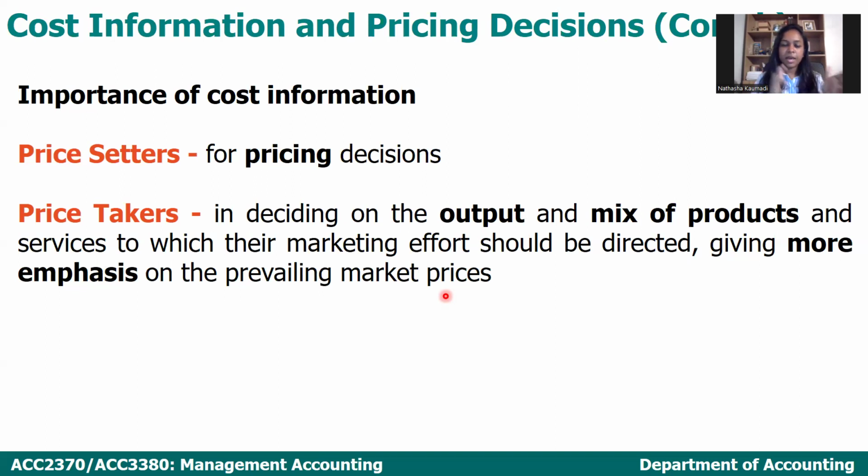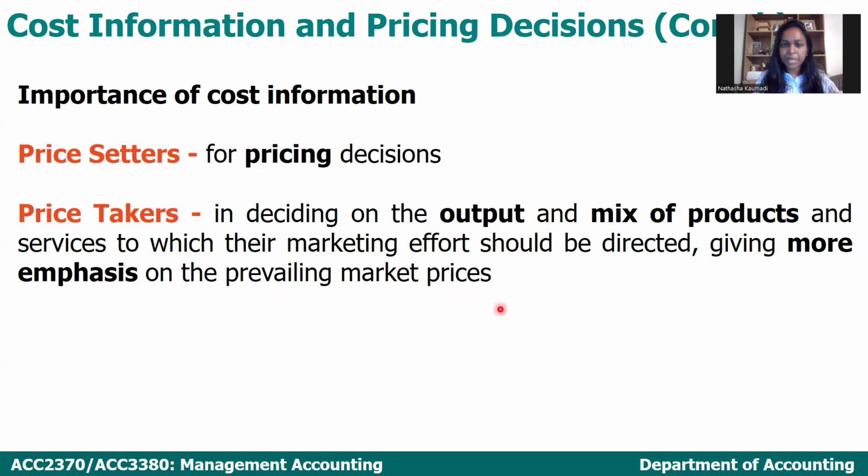Or else, when there are multiple products, A, B, and C, from product A, how many units I need to produce and sell? From product B, how many units I need to sell? Product C, how many units I need to produce and sell? Basically, mix of products. Product A, how many units? Product B, how many units? Product C, how many units? Mix of products. So to take that decision, cost information is important. But they are not setting prices. They are taking the prevailing market price, right? So they have to decide at the prevailing market price.